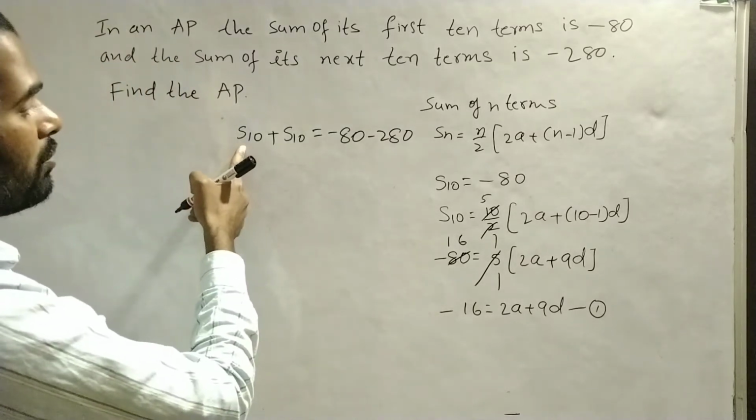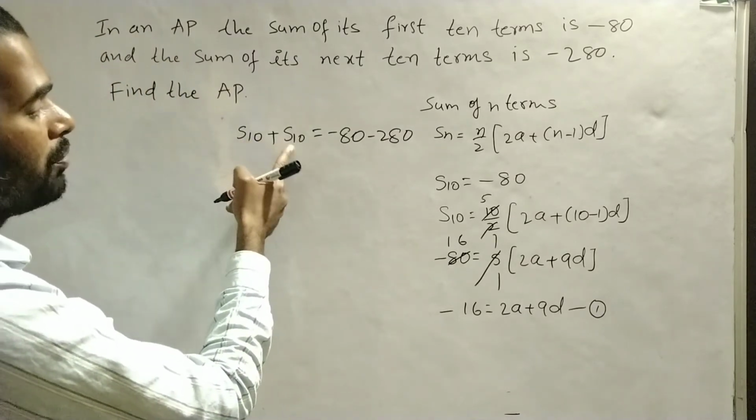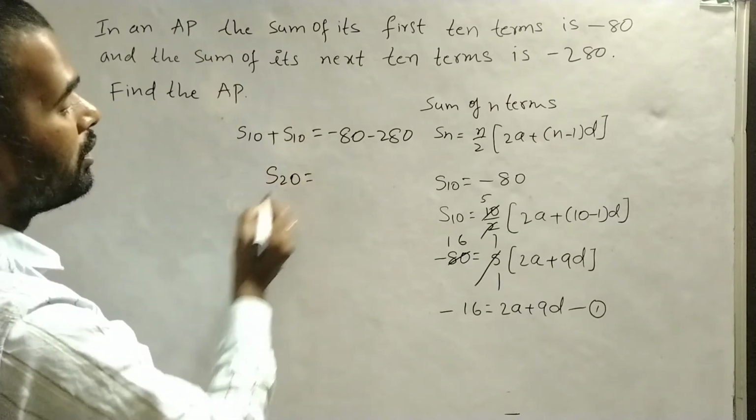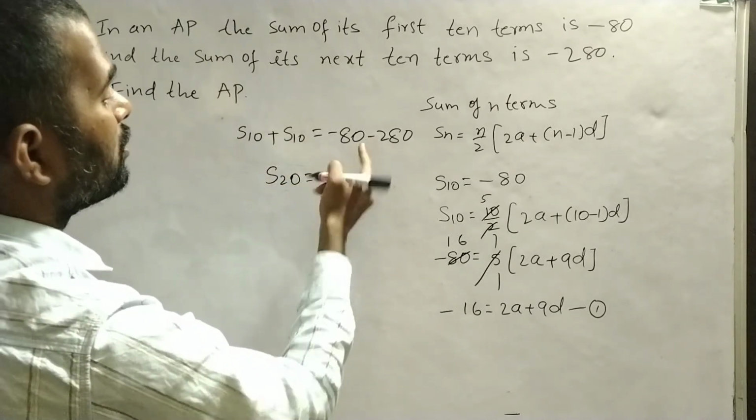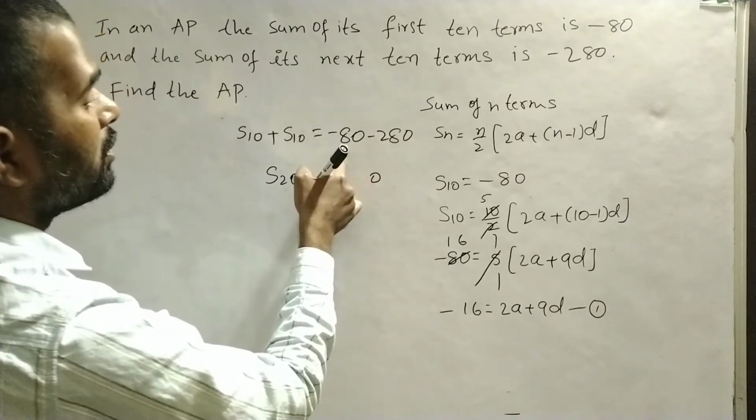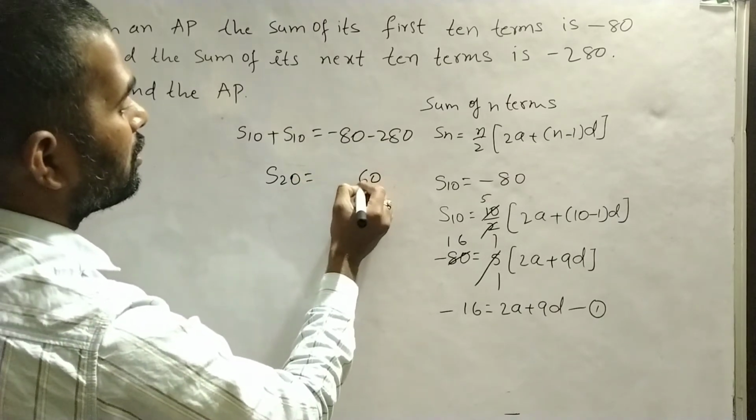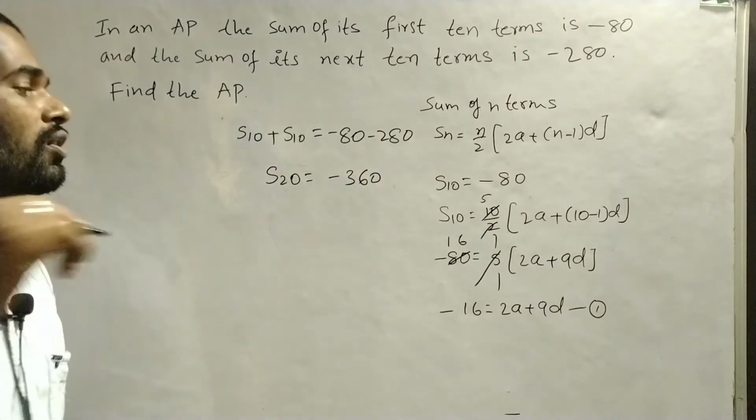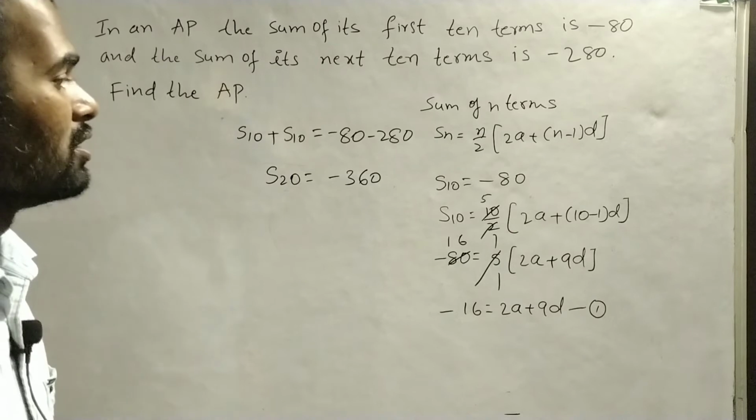Sum of 10 terms plus next 10 terms, 10 plus 10, 20. This will be S20. S20 equal minus 80 plus minus 280, that is minus 360. S20 equal to minus 360.